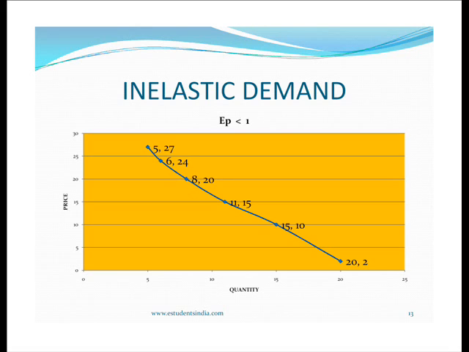Hence, inelastic demand. But what about rupees 27 to rupees 24 to rupees 20 to rupees 15? Total expenditure increases from rupees 135 to rupees 144 to rupees 160 to rupees 165. There is elastic demand.